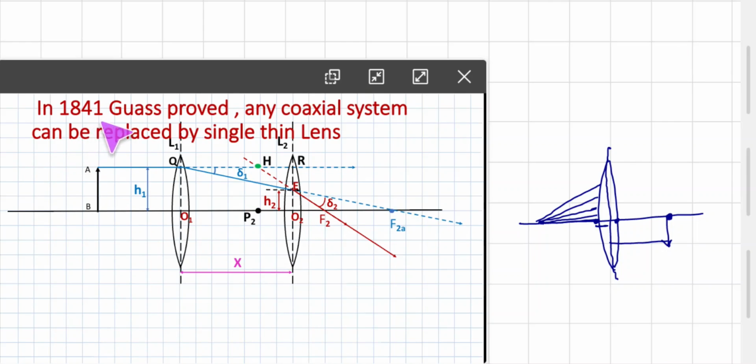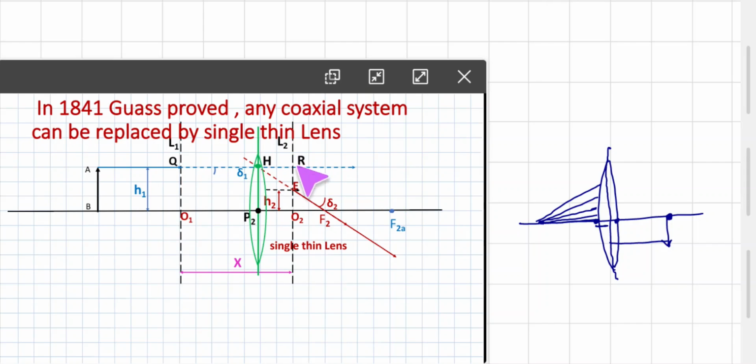So in 1841 Gauss proved that any coaxial system, that means these multi-lens systems where the lenses are arranged such that the optical axis is the same, can be replaced by a single thin lens. Now here, instead of using two thin lenses, using formulas and calculations we can have a single lens of a particular focal length, that is the equivalent focal length, and it can be placed at a particular point.